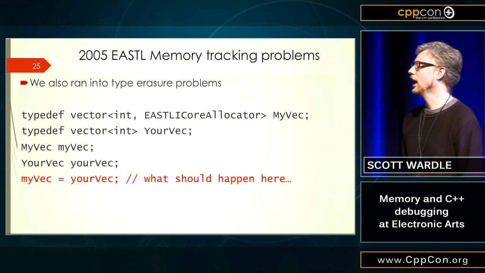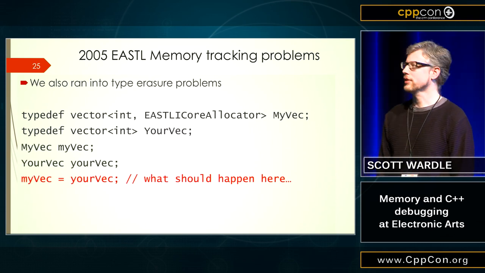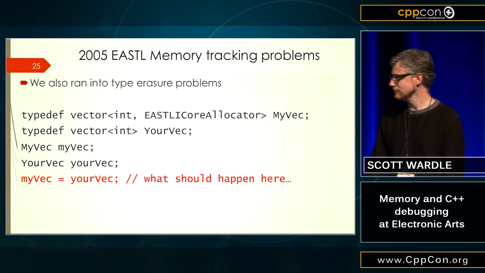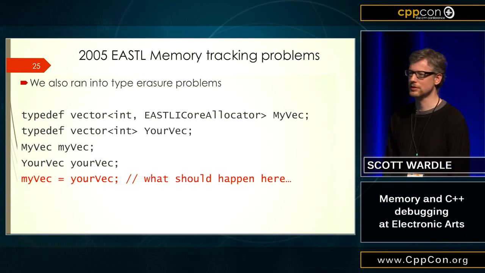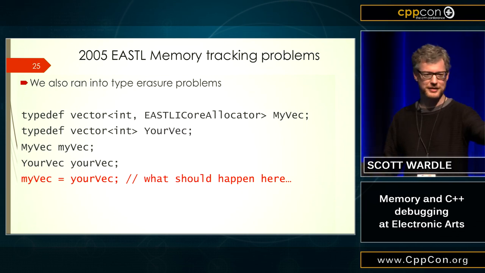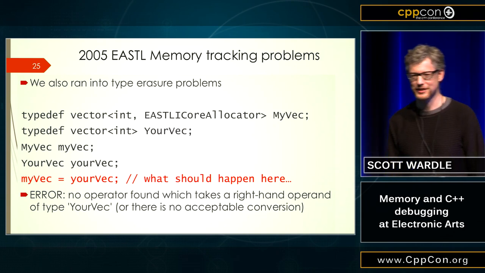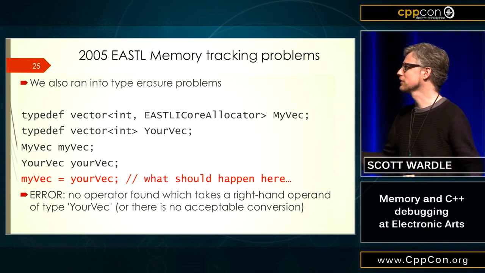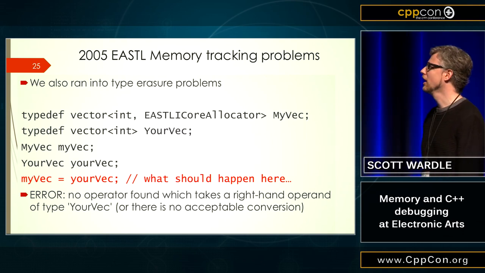The other thing that happens with allocators and things is this kind of problem. I'm guessing many people would know the problem here. People know what the problem here is? All right. The compiler doesn't work. There are different types, right? They're both vectors of type int, but because their allocators are different, it doesn't know what to do, and so it explodes.